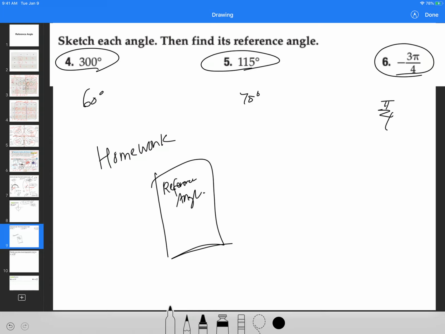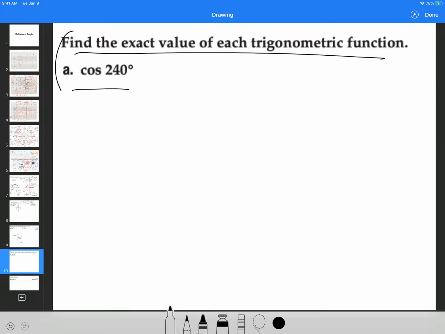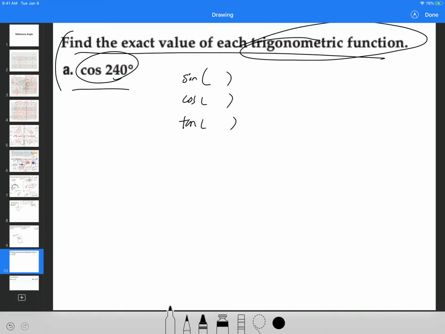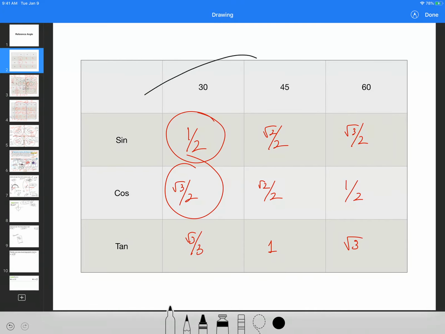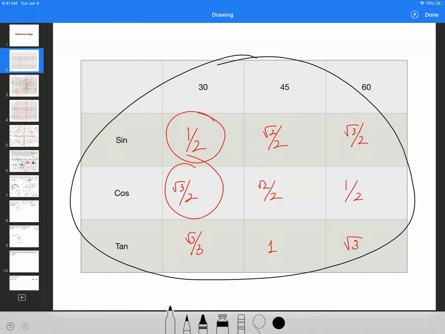Okay? All right, so now what we're going to do is find the exact value of each trigonometric function. For these questions, not only are you going to have the sine, cosine, and tangent, but you're also going to have angles that are no longer restricted to this boundary where the angles are always between 0 and 90 degrees. If I gave you sine of 30, cosine of 45, tangent of 60, we all knew how to do that from the previous table, and we have those data to show.